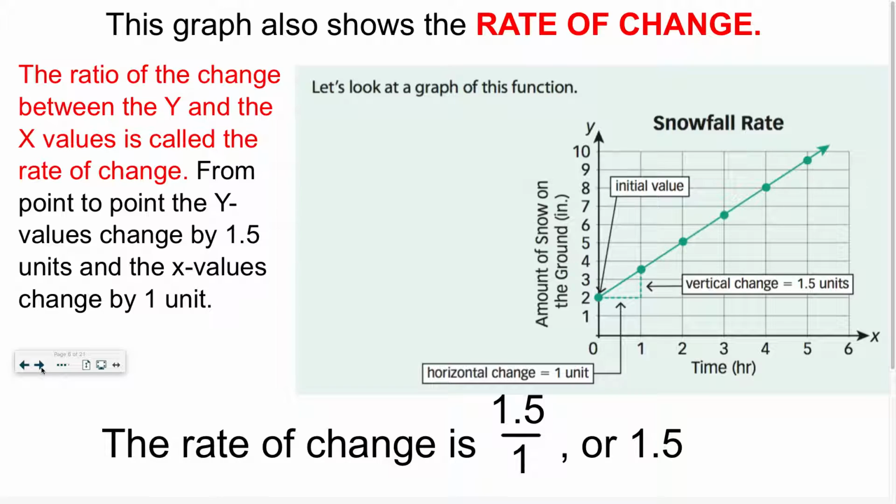So what's the rate of change here? 1.5. Good. Why? Because your snow is growing compared to your time, which is your x. Your y is always changing compared to your x. So it's the change in y over the change in x, right? It's the rate at which y is changing compared to the rate at which x is changing.